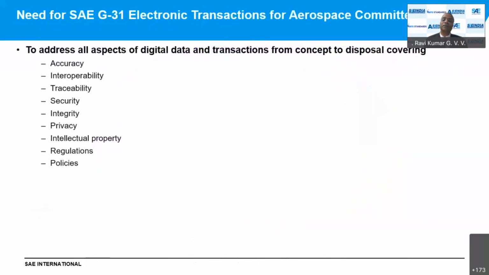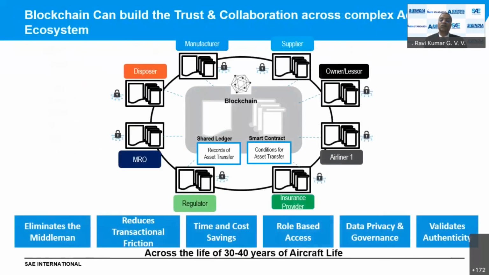That is the motive behind this G31 technical committee: looking at some of these data standards and seeing how we manage the complexity in them, and essentially addressing all aspects of digital data and transactions from concept to disposal, covering accuracy, interoperability, traceability, security, integrity, privacy, intellectual property, regulations, and policies. So that's the overall context. And with that need, we formed the G31 Technical Committee.